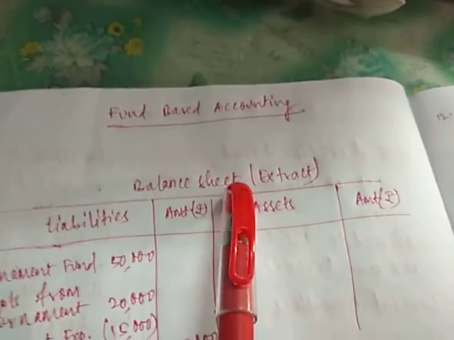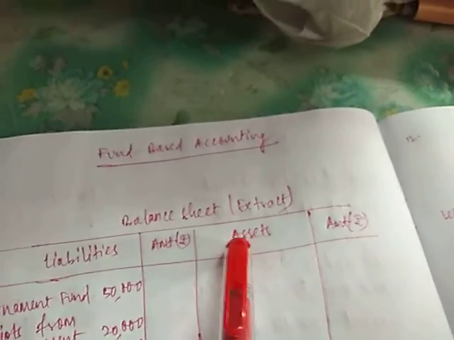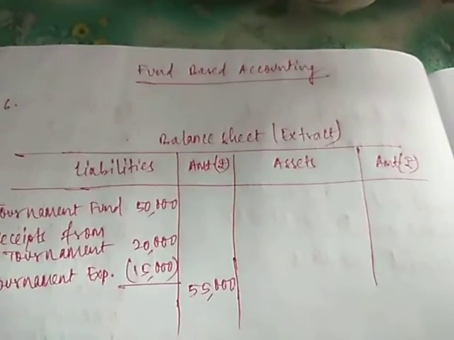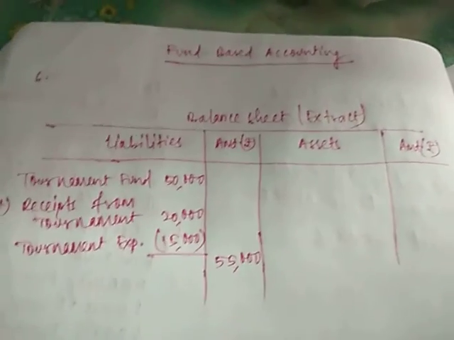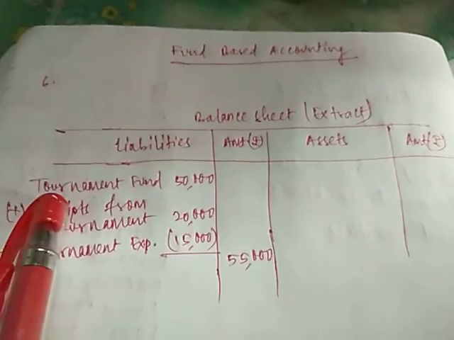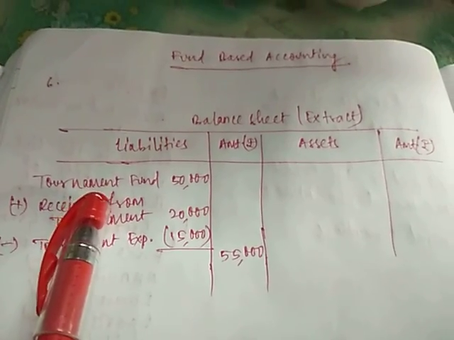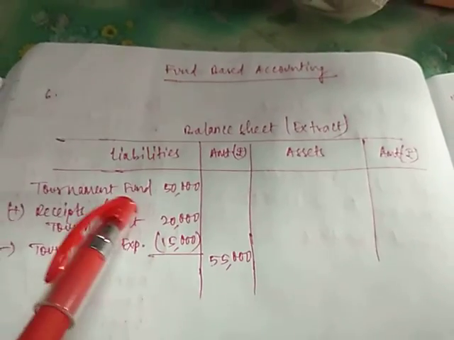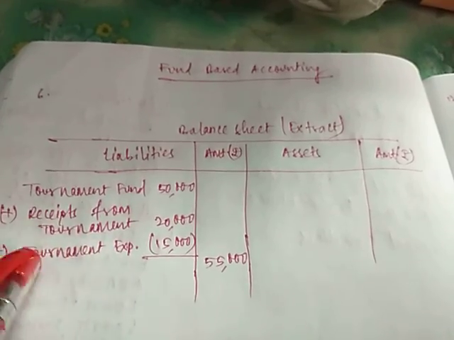So we'll just prepare a balance sheet extract. Please don't forget to write extract here, because we are not preparing the full balance sheet. We don't have all the figures. We're just preparing a part of that. On the liability side, first of all you will write the tournament fund. Whatever information you have, you will write only that.